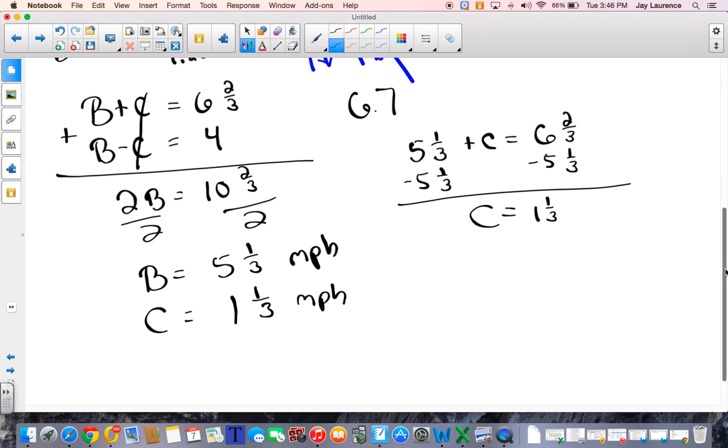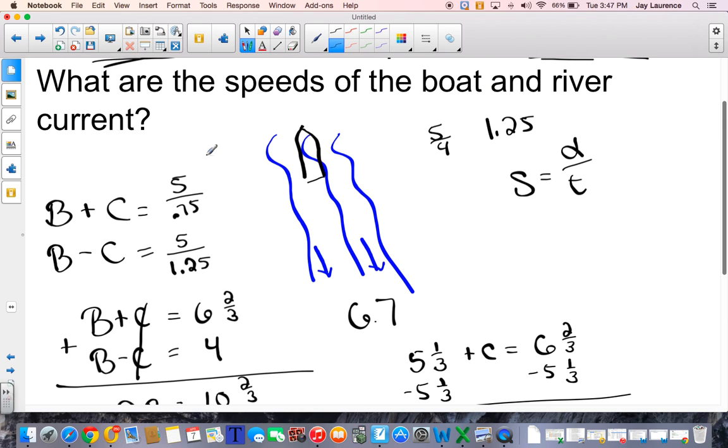The only thing you have to keep in mind is to get this number over here, you have to do the distance divided by the time. Why distance divided by time? Because that's the same as rate or speed. That's all it is. Boat speed plus current speed equals the average speed, and boat speed minus current speed equals the average speed. All right, there you go.